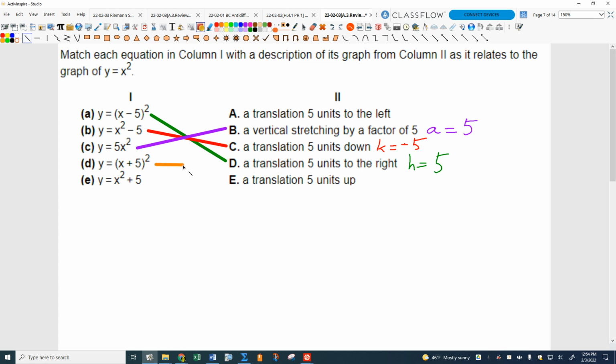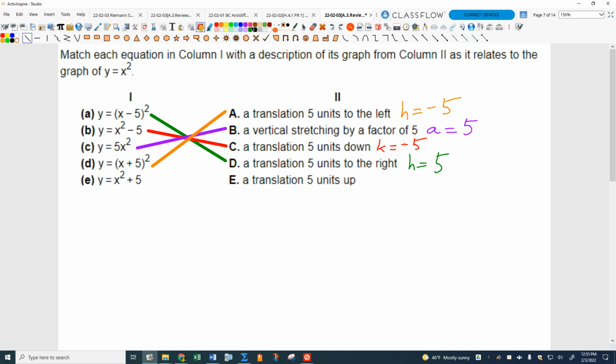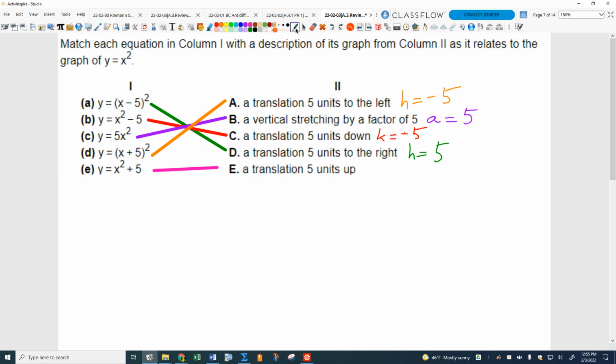How about this one? Left 5. And that's because H equals negative 5. And then that leaves us 1. Part E, what's the reason there? K is 5. Good. K is positive 5, so it's going up by 5. Good.